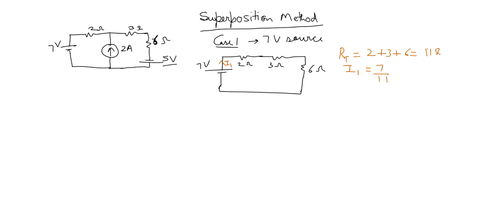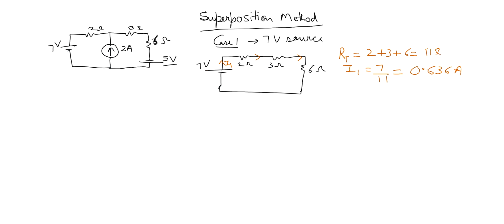So I1 is the series current that flows through all the series resistors. And since it is a series circuit, the current remains the same. So 0.636 ampere is the current flowing through the 2 ohm resistor, the 3 ohm resistor, and the 6 ohm resistor. So they are all the same.